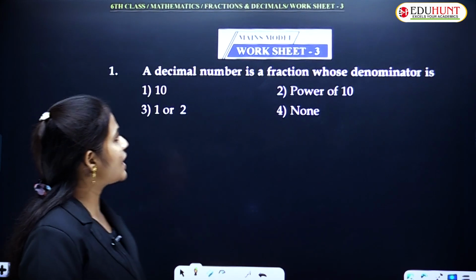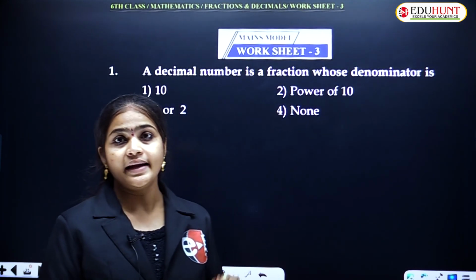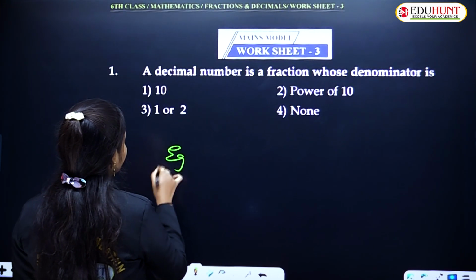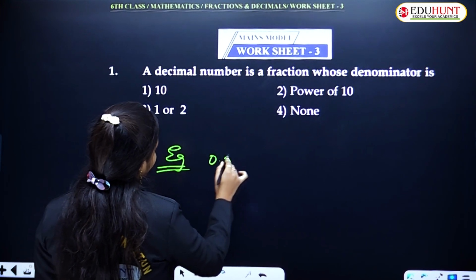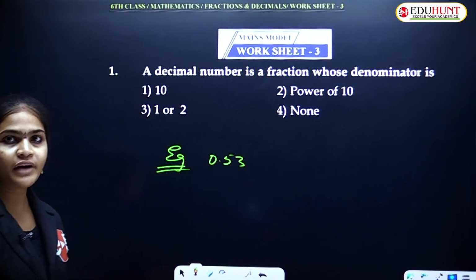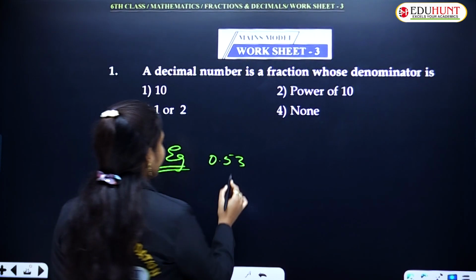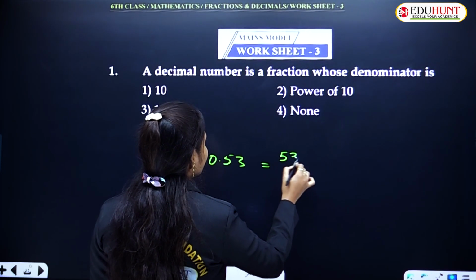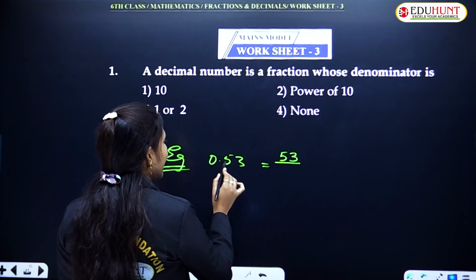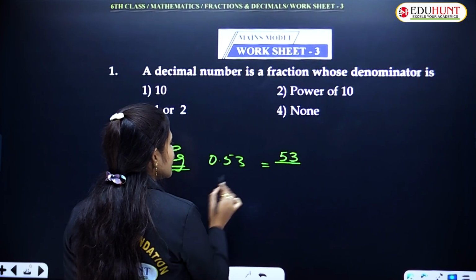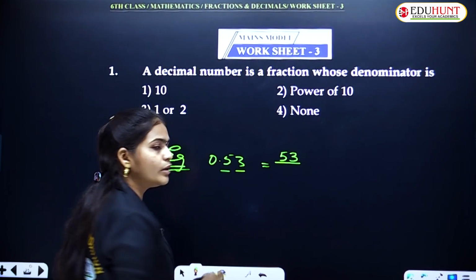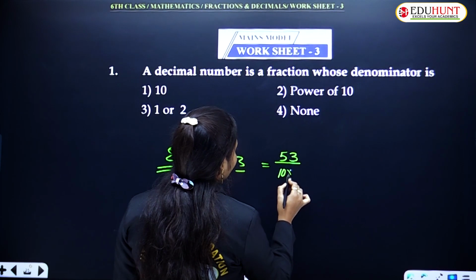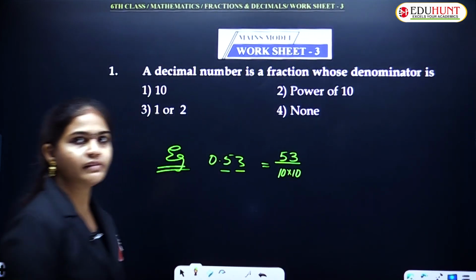A decimal number is a fraction whose denominator is... Let us take an example, 0.53. How can we write this one? In numeral form, what is the number here? 53. And after the point there are 2 digits, no? So we can write this as 53 by 10 into 10. Shall we write like this?